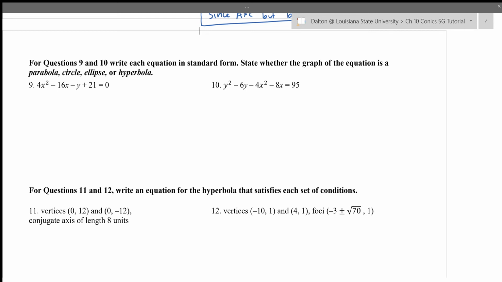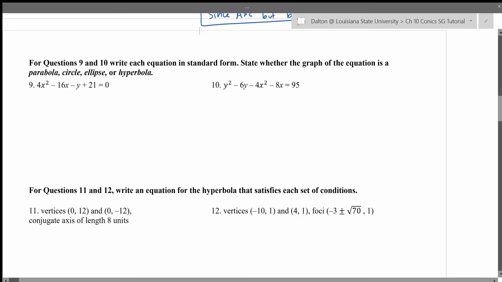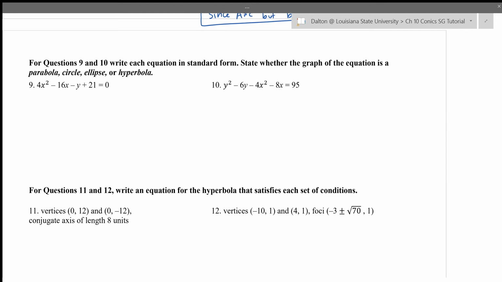And here we have page 2 of your chapter 10 study guide tutorial video. So number 9 and 10, it says write each equation in standard form. State whether the graph of the equation is a parabola, circle, ellipse, or a hyperbola. So very similar questions to the ones that we did before this.